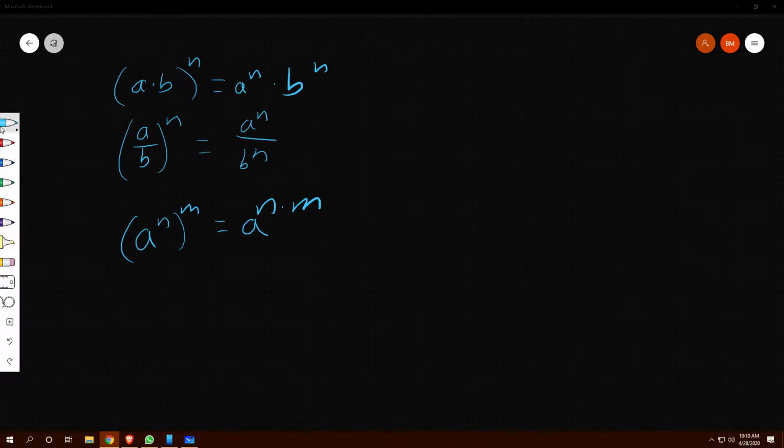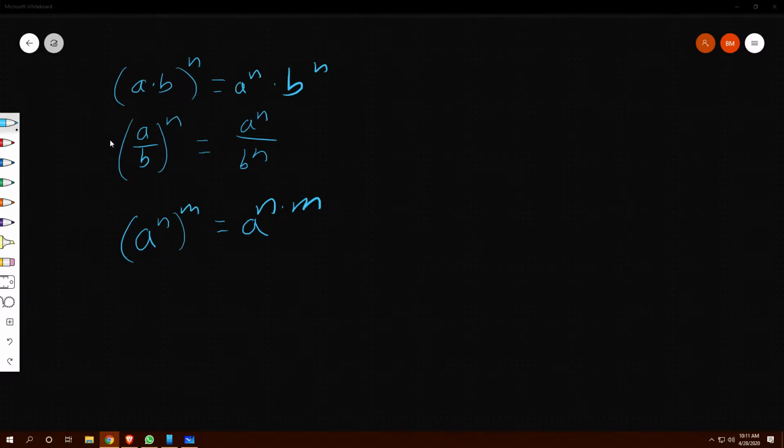Real quick, we're just reviewing 3 exponent laws. We have the product law, which is the first one. You have a times b within the parentheses and the exponent outside. It's the same thing as taking that exponent individually, a to the n times b to the n. They have the same exponent, they're multiplied. We can separate them or bring them together.